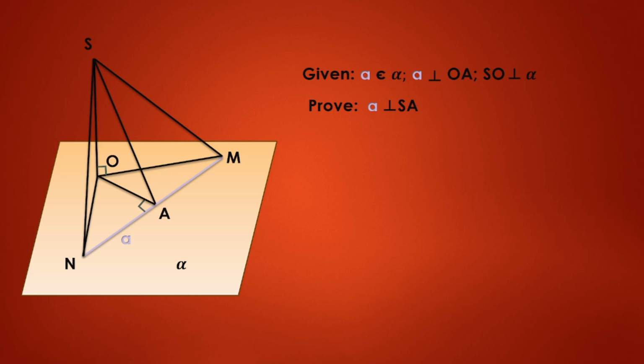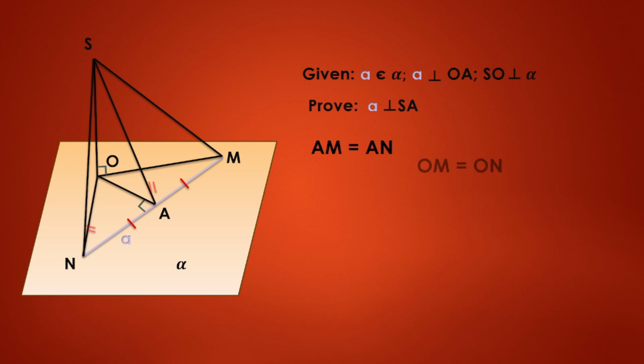We are given that A belongs to the alpha plane. A is perpendicular to OA, SO is perpendicular to the alpha plane. We need to prove that AA is perpendicular to SA. From point A, we set aside equal segments. AM equals AN. We connect points M and N with points O and S.